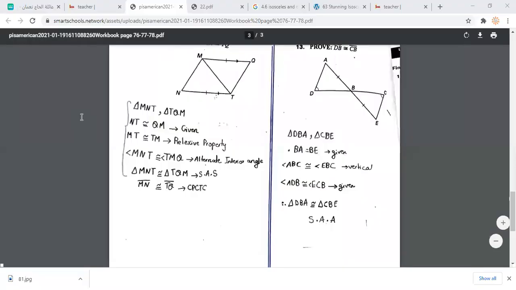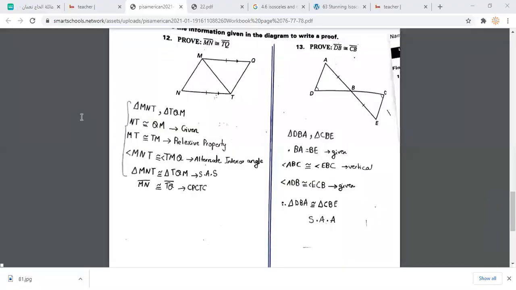Page 78, question number 12. In question number 12, the given is written in the figure, and you want to prove that MN equals TQ.